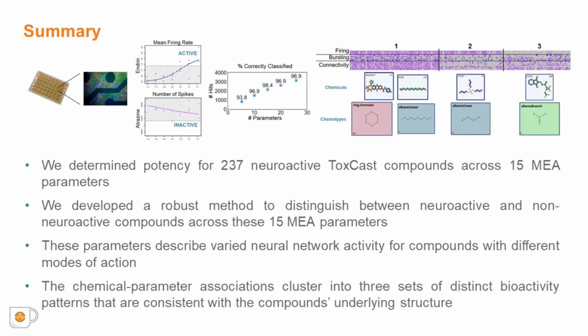In conclusion, we developed a robust method to assess chemical neuroactivity across 15 parameters with high accuracy, and these characterized varied firing, bursting, and connectivity patterns. In our data set, we found that these compounds clustered into 3 distinct bioactivity patterns, and these were consistent with the underlying structure of the chemicals as determined through the chemotype analysis.